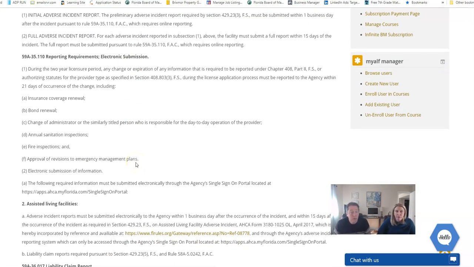So during your 2-year license period, any change or expiration in any of the information that is required to be reported during the license application process must be reported to the agency within 21 days of occurrence of the change, including insurance coverage renewal, bond renewal, change of administrator or person in charge of day-to-day operation, annual sanitation inspection, so the health department inspection reports need to be submitted, the fire inspection reports, approval of revisions to emergency plan, electronic submission of information. Okay, and I showed you where to do that. That's where on the portal.